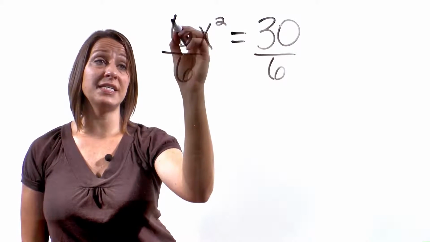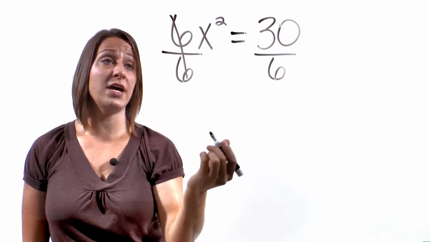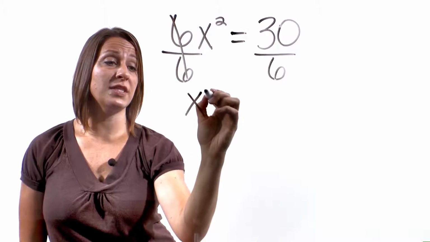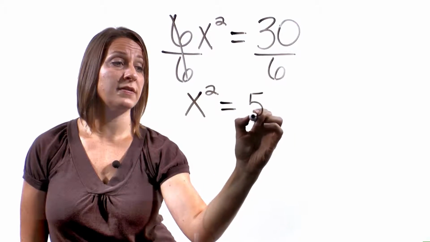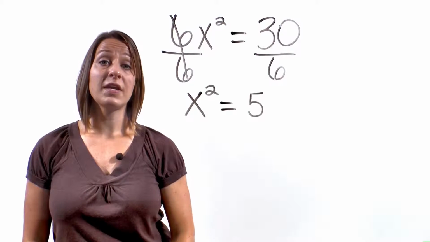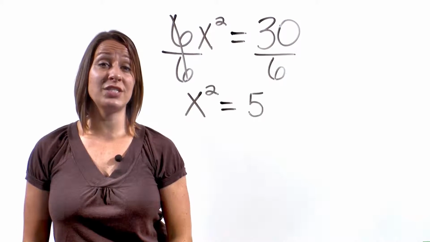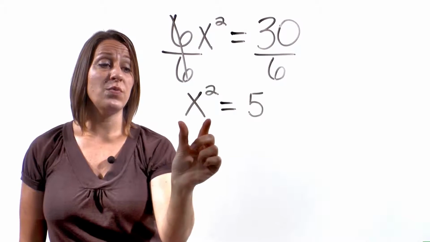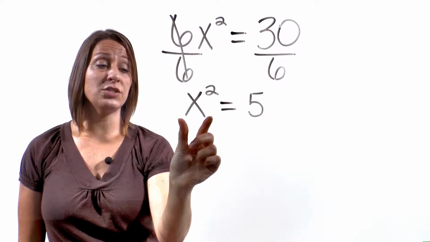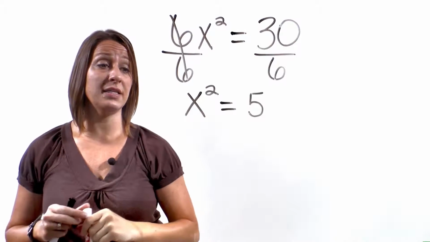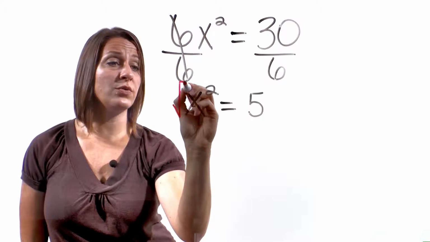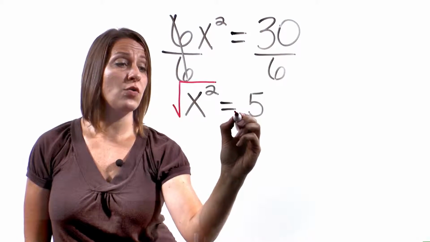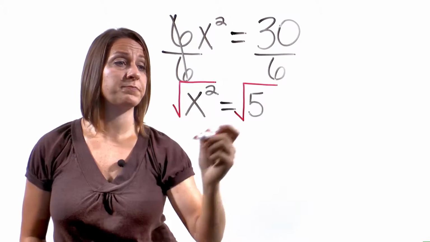Six divided by 6 cancels out. That leaves us with x squared equals 5. Next, now we're ready to actually take the square root of both sides. We have the term being squared isolated, and so we can draw a square root radical symbol over both sides.